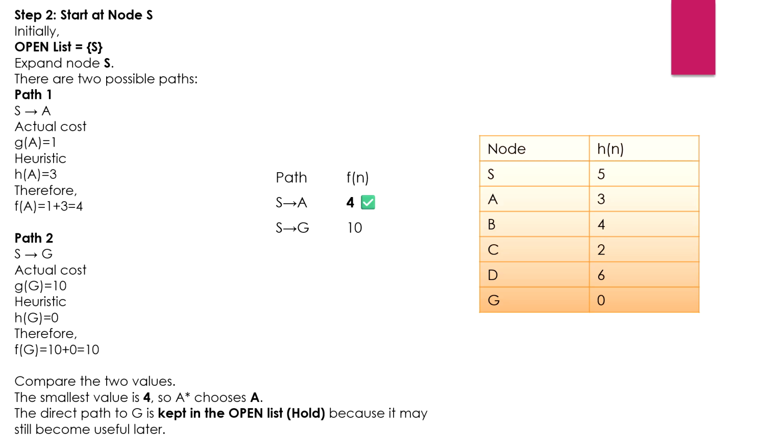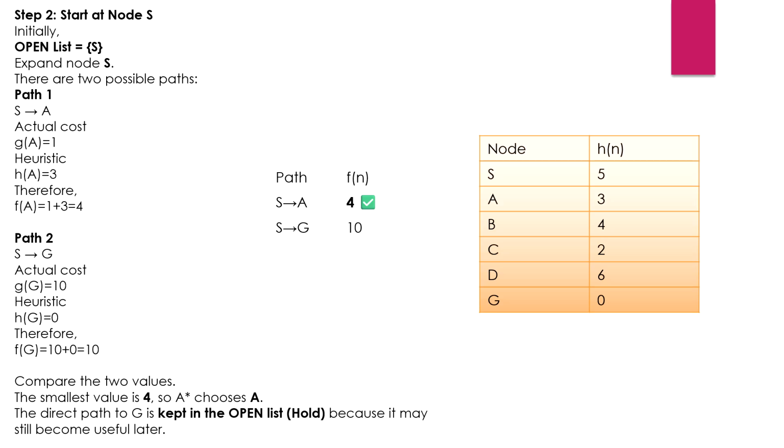Path 1, S to A, actual cost is g of A equal to 1 and heuristic value h of A is equal to 3. Therefore, f of A equal to 1 plus 3 equal to 4. Next, we have to find f of n for path 2, that means S to G. Actual cost g of G equal to 10. h of G equal to 0. Therefore, f of G equal to 10 plus 0 equal to 10.